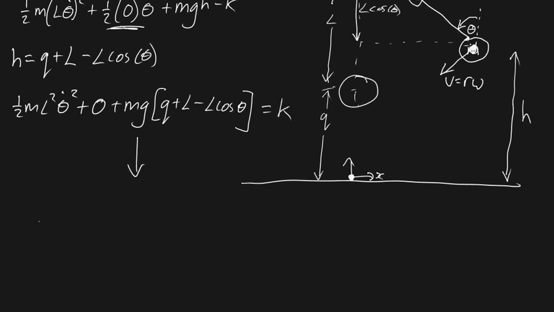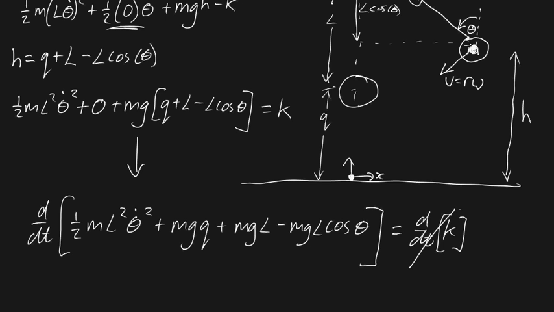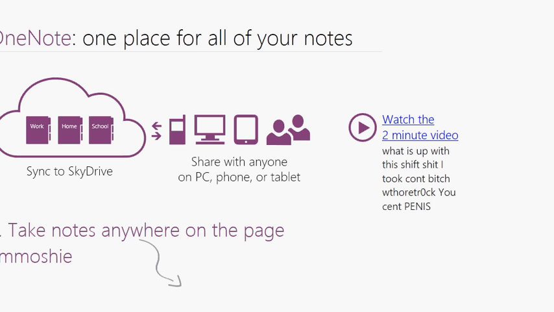I'm going to differentiate both sides with respect to time. So let me write that out. I'm going to differentiate both sides with respect to time, and it's going to be a half ml squared theta dot squared plus mgq plus mgL minus mgL cosine theta. That's just expanding that bracket just there. And that's going to be equal to d/dt of k. Well, d/dt, the derivative of any constant, is just going to be 0, right?